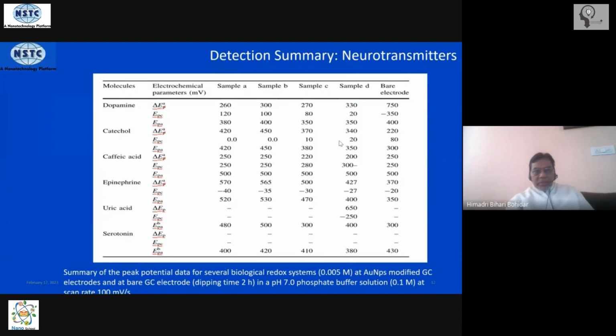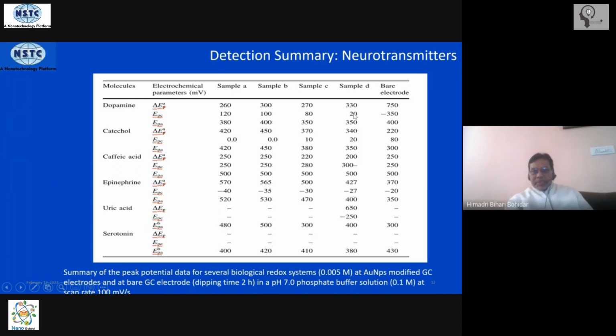Okay, so earlier I showed you the sensitivity data of the neurotransmitters as a function of cathodic and anodic current. This is the related information about the cathodic and anodic potential, I mean, the potential where the maximum current was noticed. So this can also be used as a parameter or a measure or a monitor of this sensing. Then you see how the cathodic voltage and anodic voltage are changing.